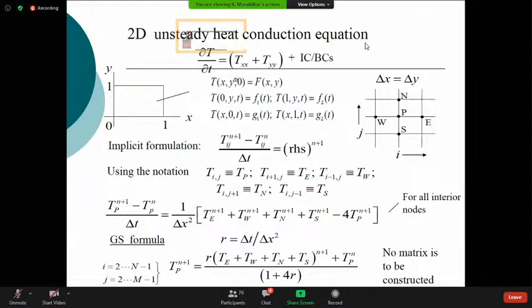This is a kind of a normalized equation. I'm not showing alpha in the governing equation. So the grid Fourier number is r, delta t over delta x squared in dimensionless form, giving rise to the Gauss-Seidel formula. T at point P n plus 1 is equal to r times east, west, north and south summed up plus Tp at n, divided by 1 plus 4r. This is strongly diagonally dominant because the off-diagonal terms add up to 4r, but the diagonal term is 1 plus 4r. Because of this 1, you have extra diagonal dominance. This is the Gauss-Seidel update formula.